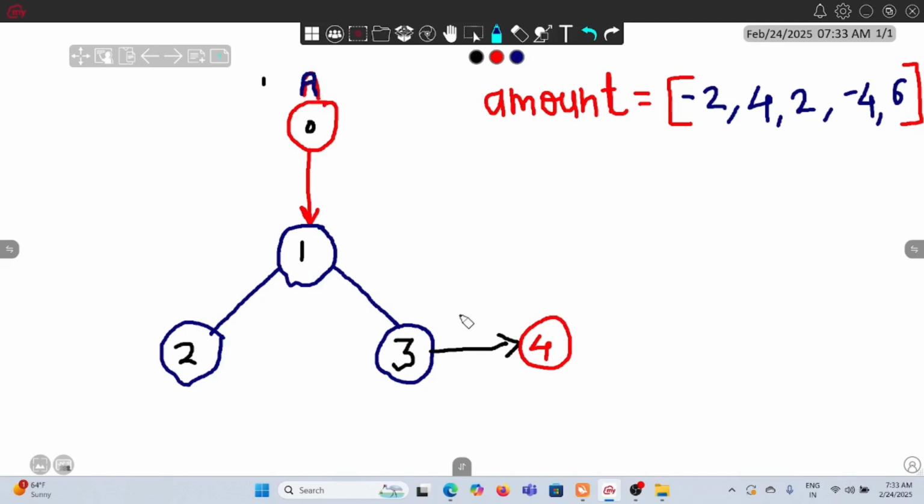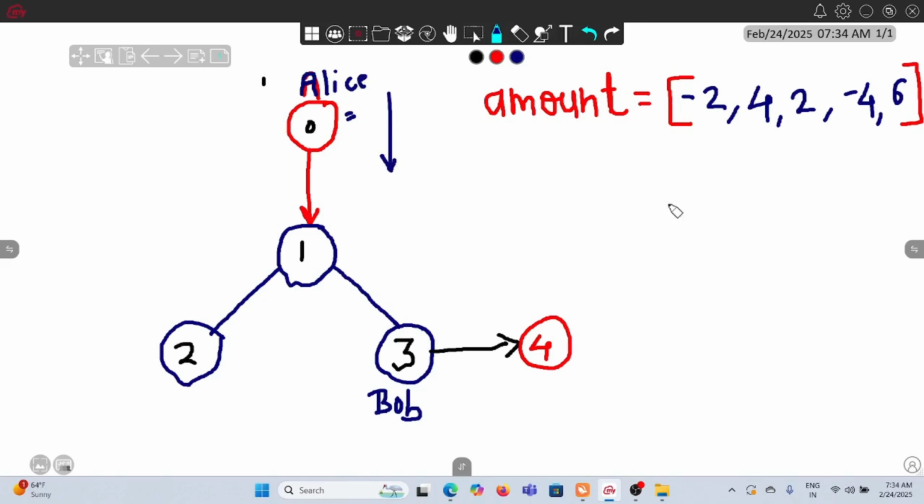And Bob could be anywhere. For example, let's say Bob's initial position is here. This guy is Bob. Now the intention of Bob is always to move towards the root node, node zero. And Alice has the tendency to reach any of the leaf nodes. So Alice would go downwards and Bob would go upward to reach the root node. That is the first criterion.